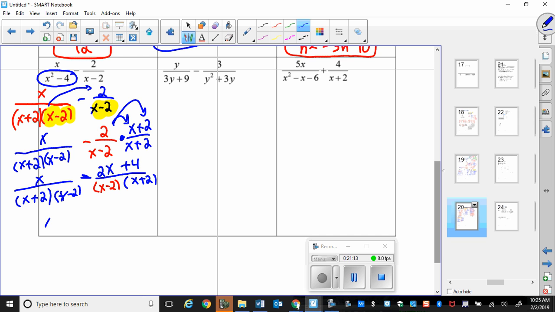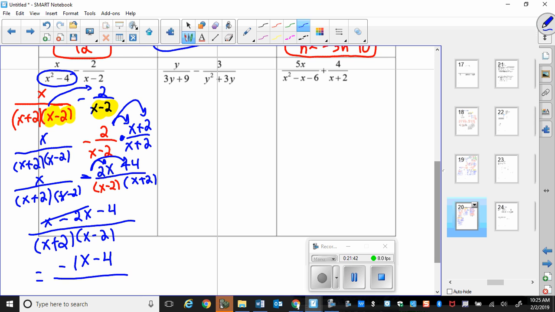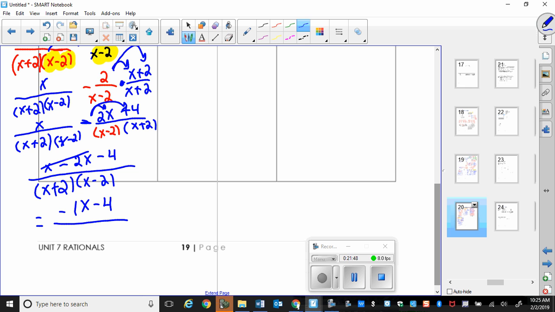So I have x minus 2x at the top in the numerator minus 4. Don't forget to distribute at this point the negative when you're combining two numerators over the same denominator. I have x plus 2 parentheses x minus 2. This simplifies to, that goes away, becomes negative 1x minus 4. On the bottom, you could write that in factored form, but I'm going to revert back to the polynomial that it is, which is x squared minus 4. And that's my final answer.